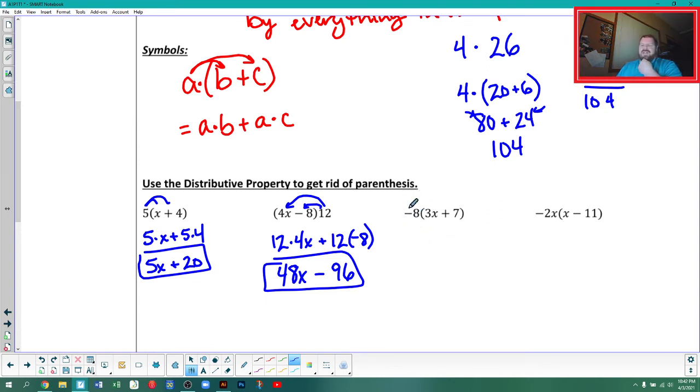Next one, we can distribute a negative, right? It's going to mean the same thing. I'm not going to write that intermediate step. I'm just going to go straight to the answer because that's what I want us to eventually be able to do. Negative 8 times 3 is negative 24, and that has an x on it. Negative 8 times 7 is negative 56. And there we go.